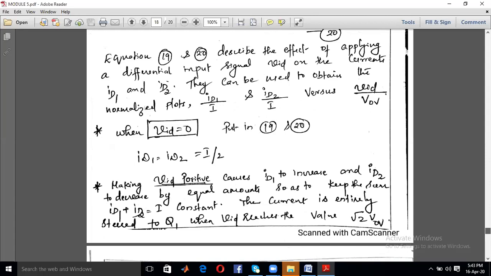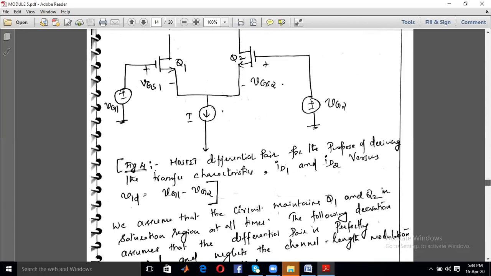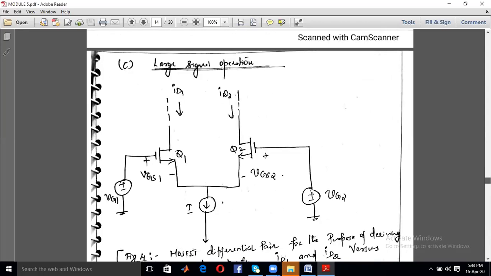So that was the large signal operation. The motivation or the objective of this particular operation is to plot the transfer current. Plotting the transfer current means showing how the current varies with respect to differential input.